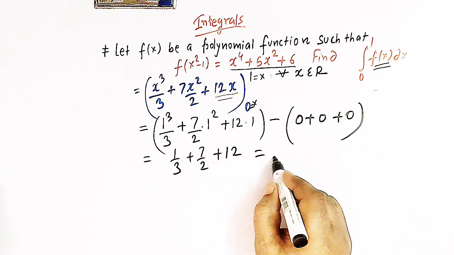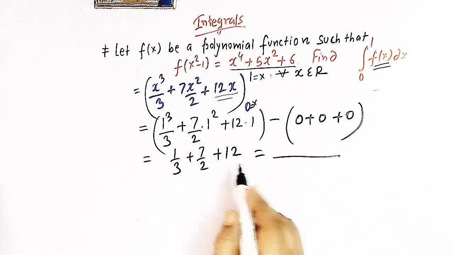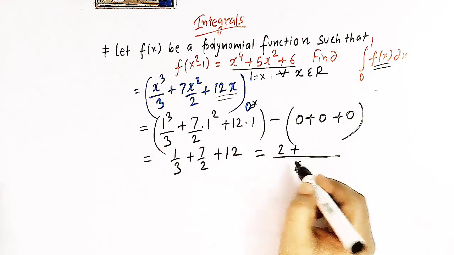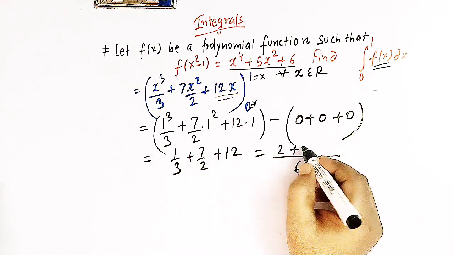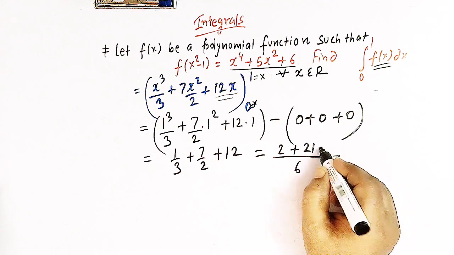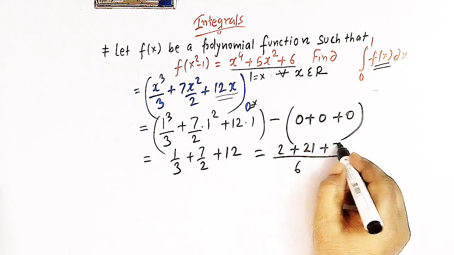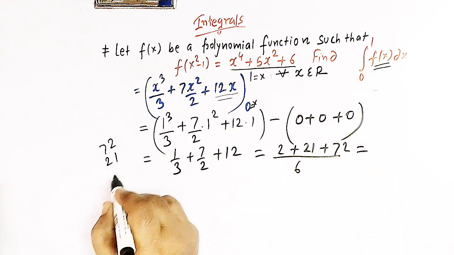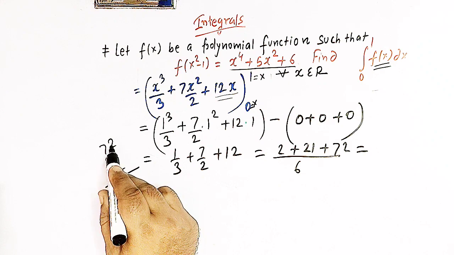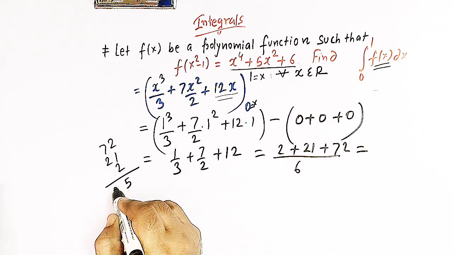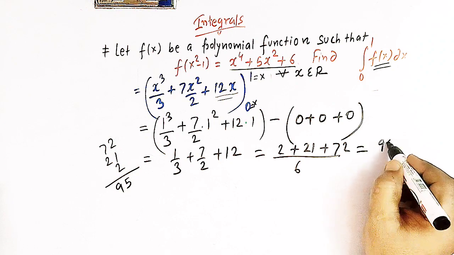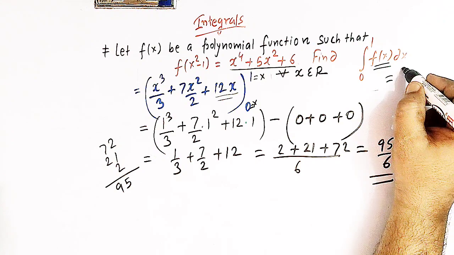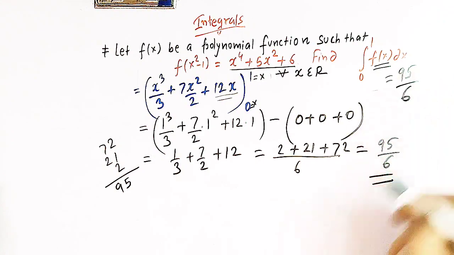Now we can take the LCM. We can simply add these three numbers. So we have 6 here, and then here we have 2. Then we have 3 times 7, that is 21, and then 12 times 6 is 72, right? And the sum of these three terms is 5 here, then this is 9, right? So this is 95 over 6. So the value of this integral is equal to 95 over 6.